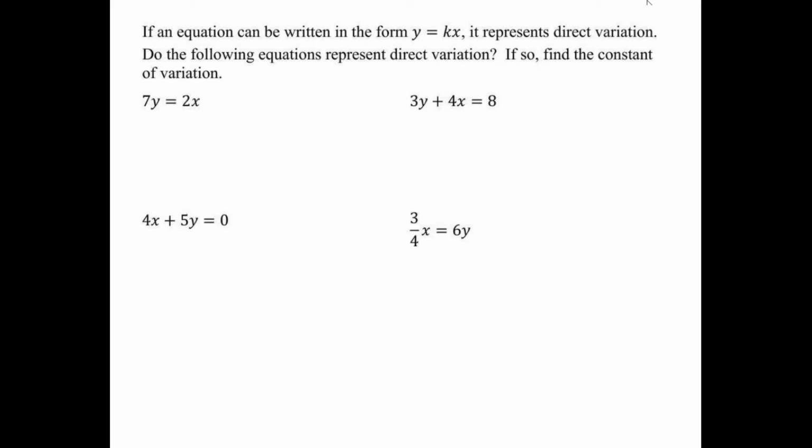7y equals 2x. Obviously, it's not just y equals right now. Okay? We want just y equals. So how do I get y equals? Divide by 7. So now I have y equals, like I wanted, equals what? Yeah, 2/7 x. We could write 2x over 7, but that's the same as 2/7 x.